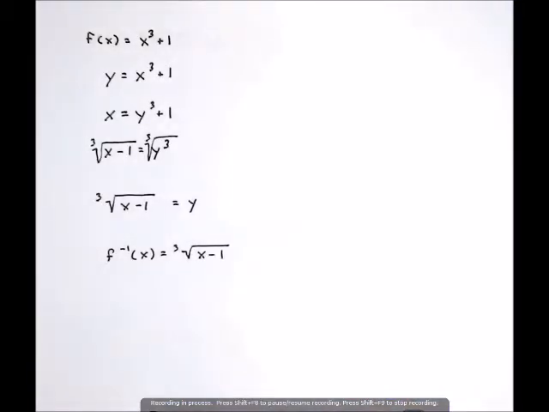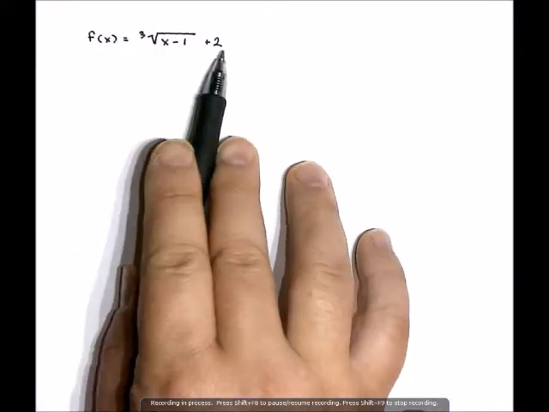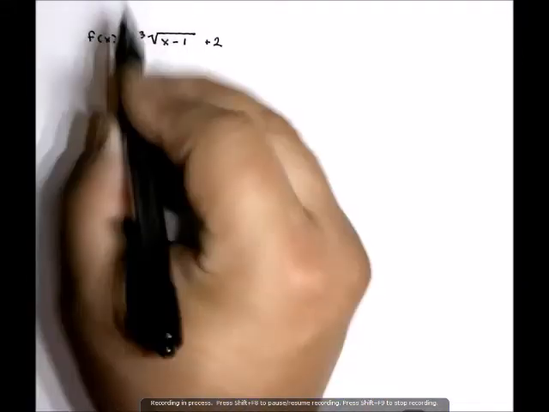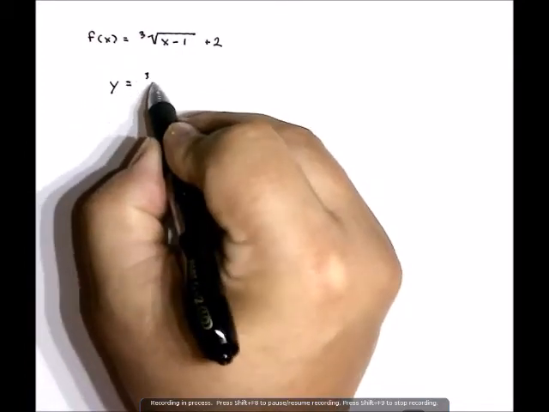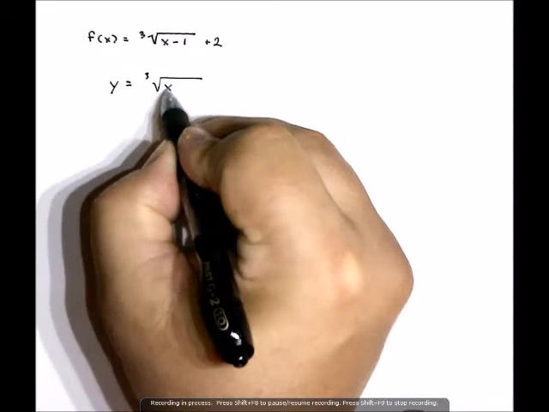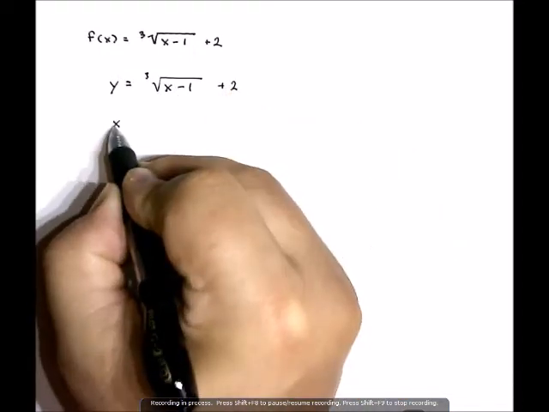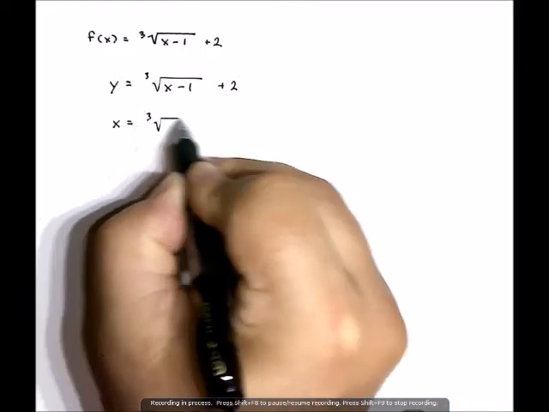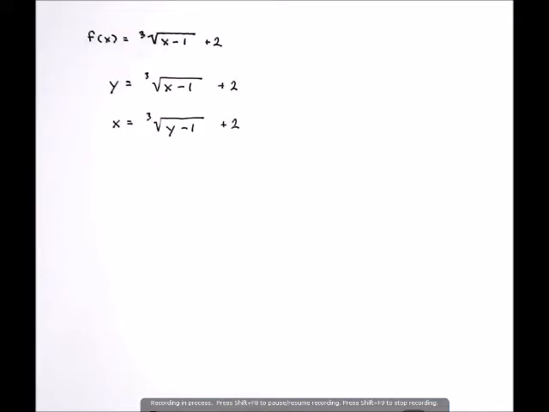Let's try another one. Same basic idea. A little more difficult though, because I have things both inside the radical and outside. But the steps are exactly the same. Start by replacing f of x with y, and then swap the x and the y. And then I just have to solve for y.